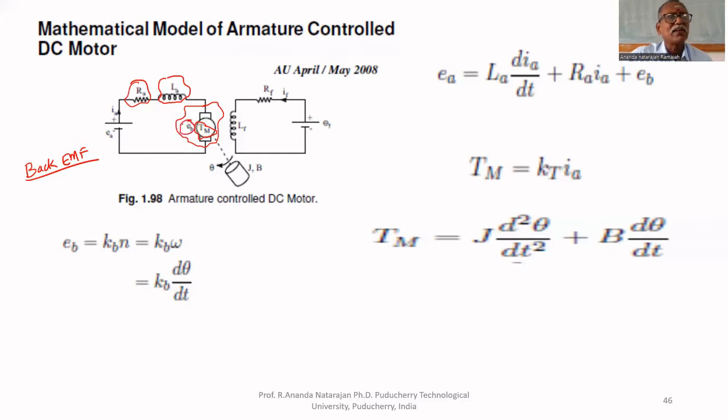That is the generator principle. You can think like that. Even though it is a motor, the coil is rotating in the magnetic field. That's why an EMF will be induced. That is back EMF.